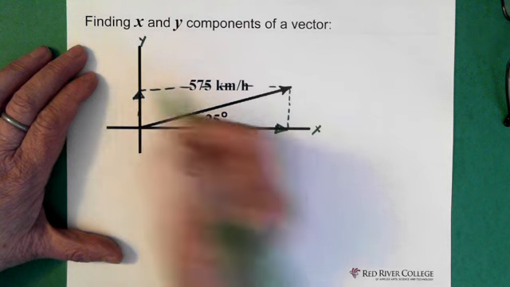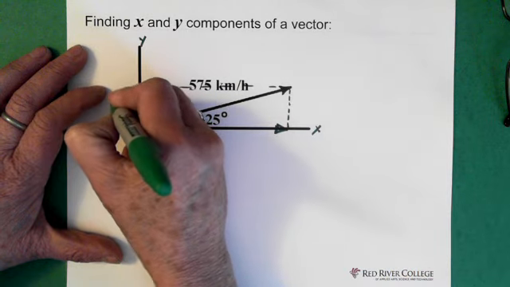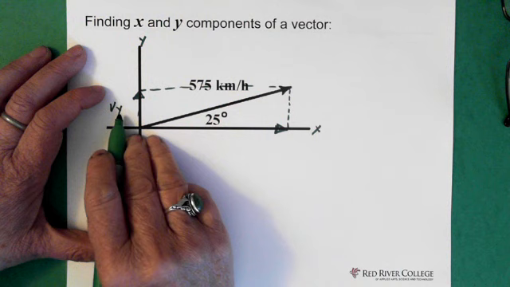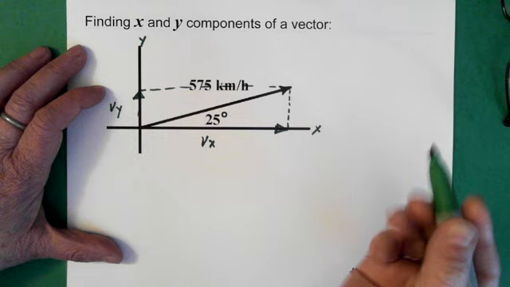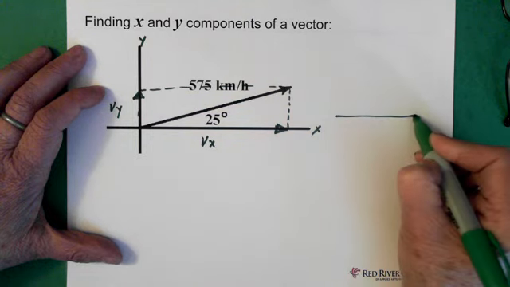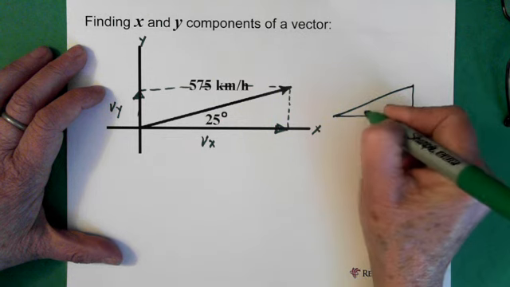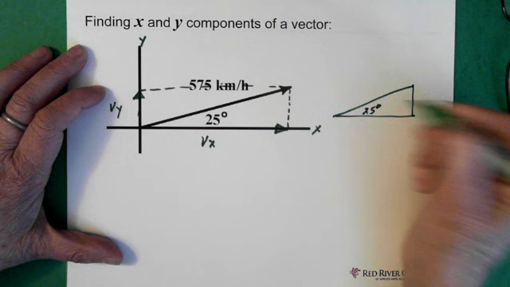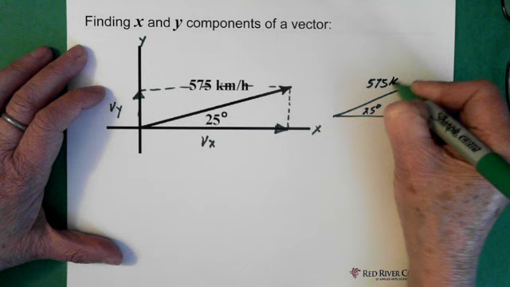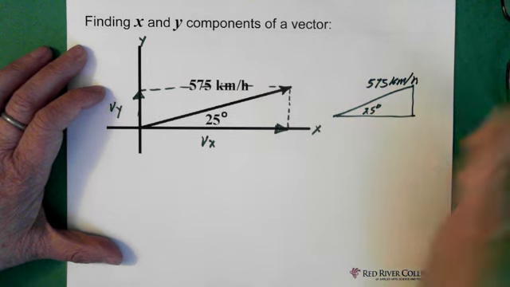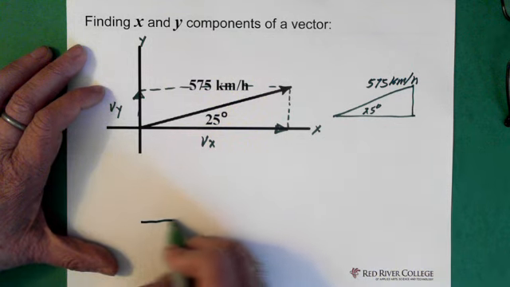And this vertical piece is our velocity in the Y direction. So here we have velocity in the Y direction, here we have velocity in the X direction. Now we can see that what we're looking at is a right angle triangle. We know the angle here, 25 degrees, and we know our magnitude, 575 kilometers per hour. So then we solve for the parts of that triangle. Let's do that.